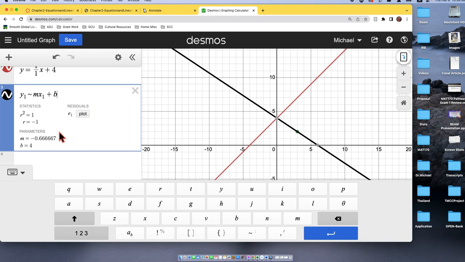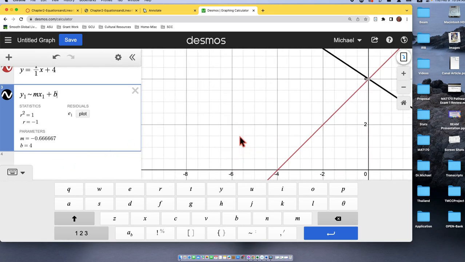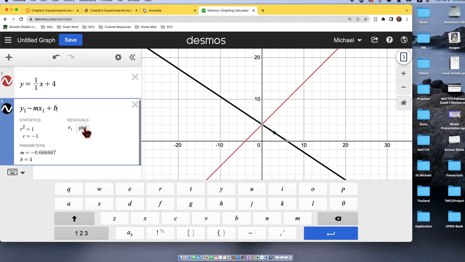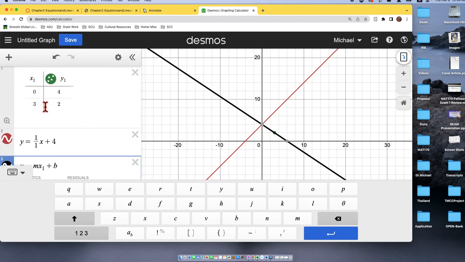Actually, it's a negative. So what happens when we have a negative when we go from one to the other? We drop 2 and then run 3. So see how that's working. It's got our slope here for us. We already knew we were starting at 4, but the cool part is once I've got this set up, if I go back up here and I change these points, what do you think it's going to do?